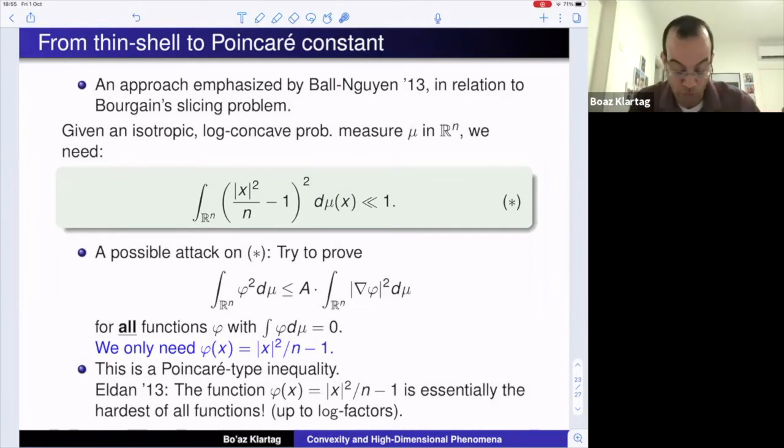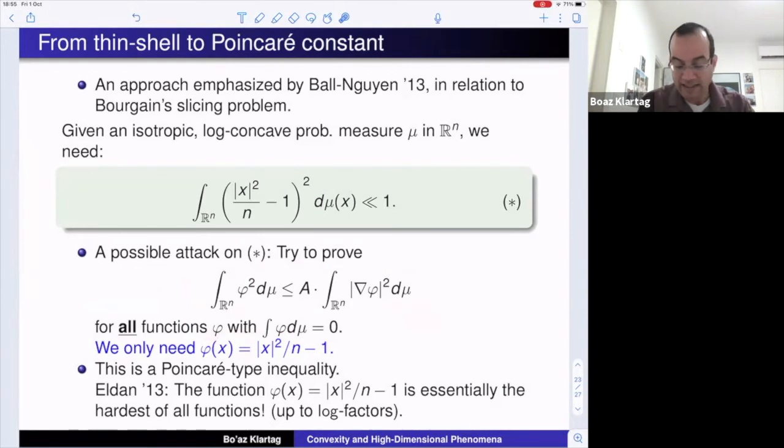So what we want to prove, the variance bound, is that for an isotropic distribution in R^n, this specific function has very small variance. This is the variance bound. But instead of proving just this fact, we try to prove something much, much stronger. We try to prove that for any function phi with average 0, we have this inequality which is written here. Something much, much stronger, even though all we need is the function phi, which is |x|^2 over n minus 1.